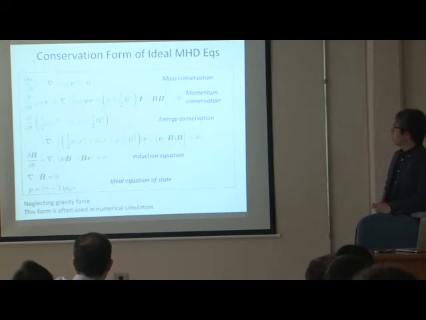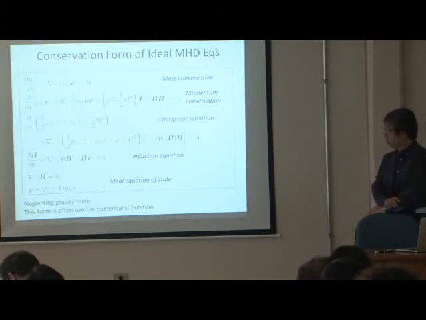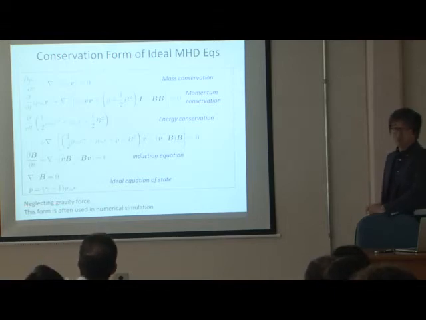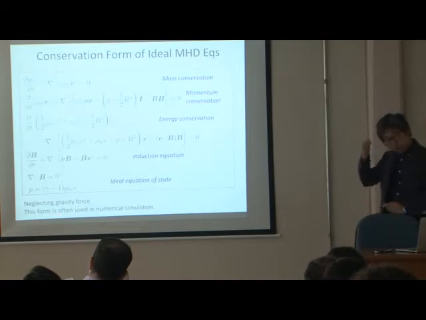Why did I show you this conservation form? Because tomorrow I will talk about numerically solving these equations. This conservation form is a very important quantity to think about for numerically solving. Here I neglected the gravitational force, but of course we can include gravity, either external, or internally as a self-gravity term. And this form is often used for numerical simulation.